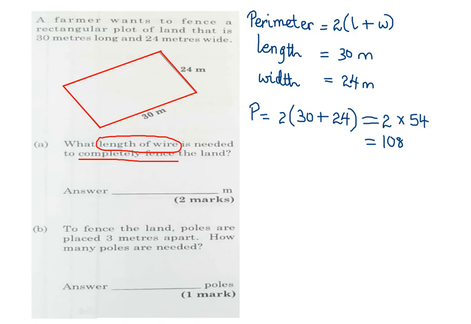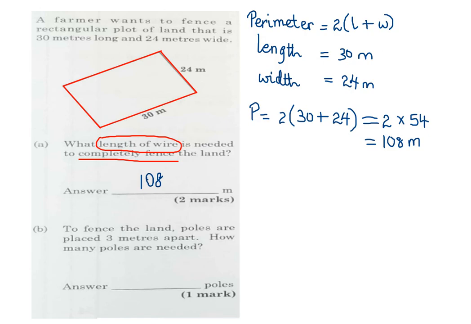And what unit did we measure the length and width of the land? We measured it in meters. So our perimeter would also be given in meters. So our answer here is that the perimeter is 108 meters. So we're just going to write in the 108 on the answer line. Alright, because they already have meters at the end of the answer line. So we write 108.